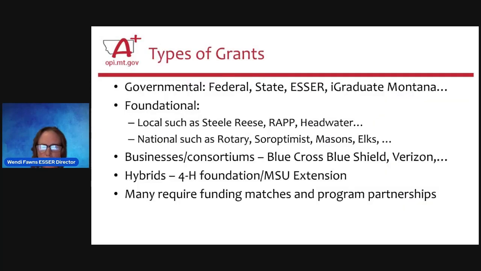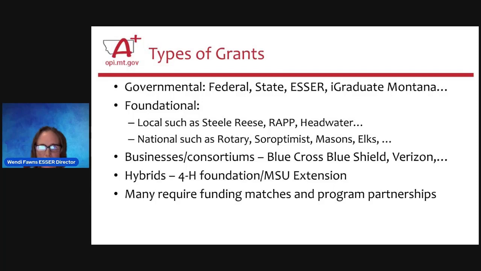So to start with the types of grants that we have. On the governmental side, we have federal grants and state grants. ESSER would be an example, and I Graduate Montana would be another one. All of those have governmental guidelines attached to them. Then we have foundational grants. Those are local, like the Steel Reeves or the RAP or Headwater, and they usually are geographically oriented, but not always. And there are national foundational grants, such as Rotary, Optimist, Masons, Elks, and a lot of other grants in that foundation area. As a school district, you can pick up grants from the governmental side as well as those from foundations, so you can actually have one program that uses both.